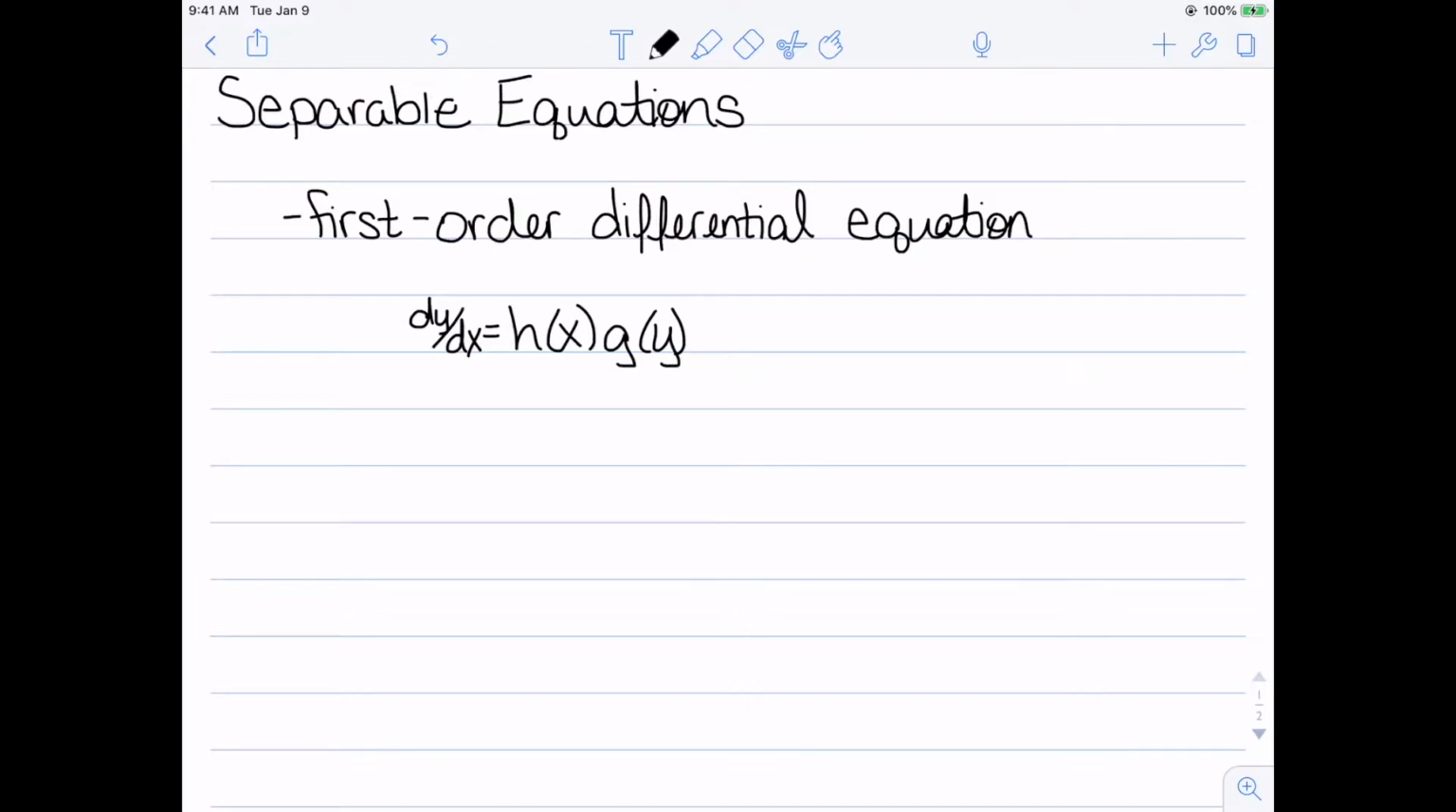So the left-hand side should only have the derivative. The right-hand side, I should be able to break it up as a product of a function containing the dependent variable and a function containing the independent variable.